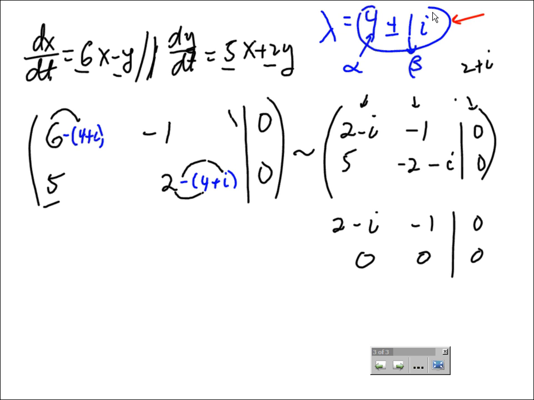Now, how did I know that was going to work? The answer is I didn't. I had 2 minus i and I had 5. I want them both to look the same.